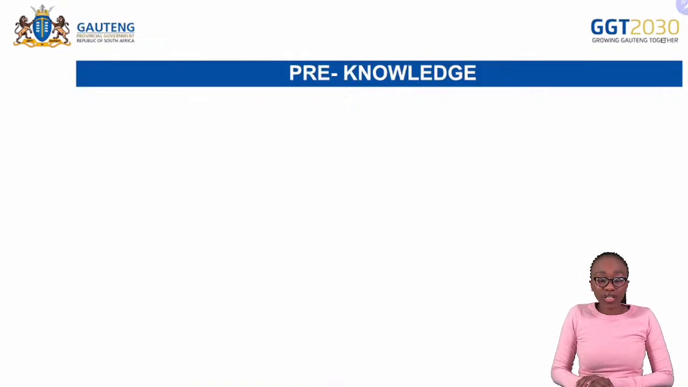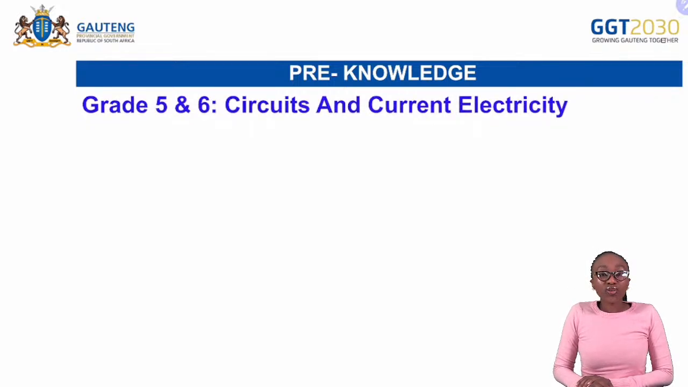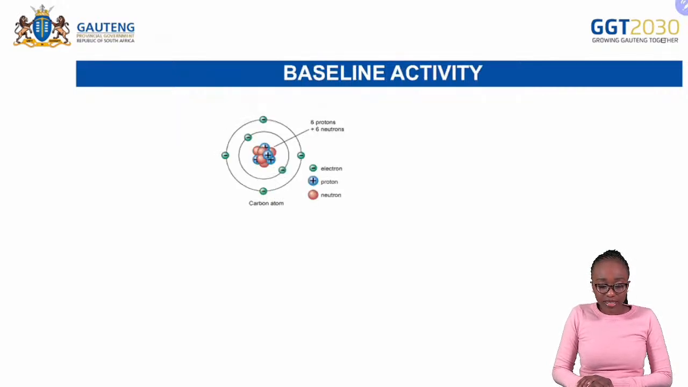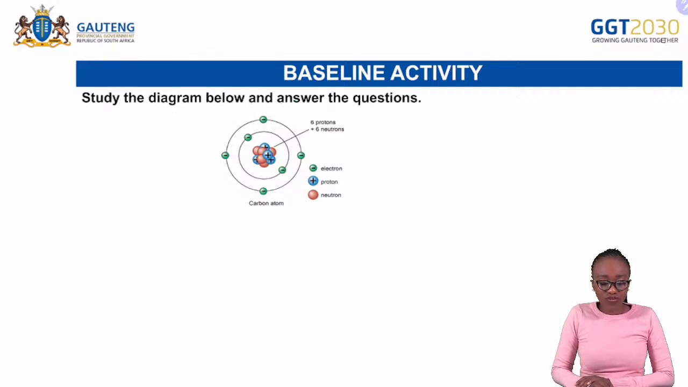Let's look at pre-knowledge. In grade 5 and grade 6, you learned about circuits and current electricity. This has been the foundation for today's lesson. Let's look at today's baseline activity. We're going to be focusing on atoms. Study the diagram below and then answer the questions. So everything is going to be on that diagram.